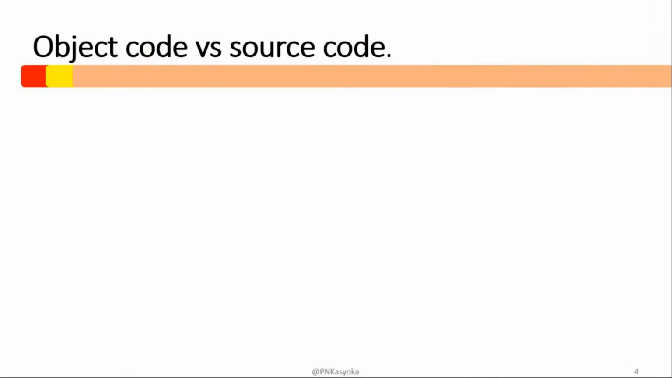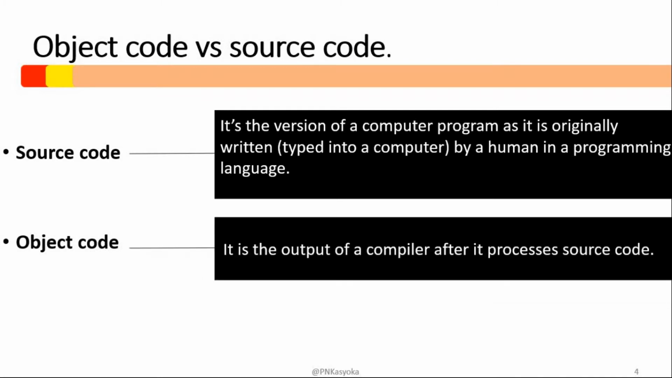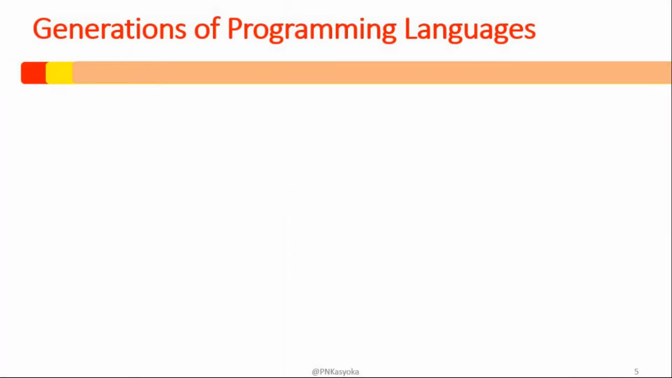Now, before we proceed, it is important for us to be able to distinguish between object code and source code. Source code is the version of a computer program as it is originally written by a human computer programmer using a specific programming language, while the object code is the output of a compiler after it processes the source code. Now we have different generations of programming languages.